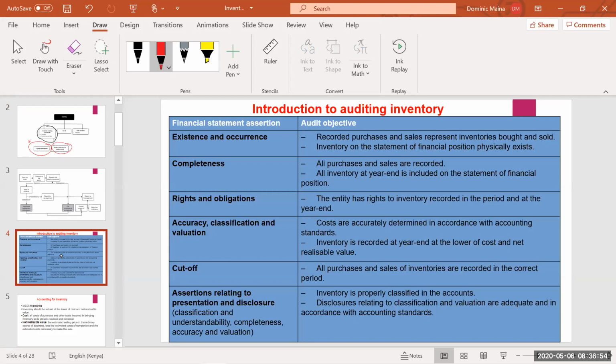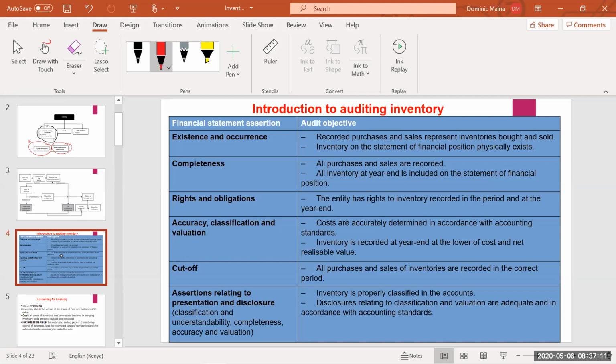Towards classification, of course, it is about trying to ensure that we classify the inventory in their correct classes. For example, if the company is involved in manufacturing, they'll be having the raw material, the work in progress, and the finished goods. That applies to the classification side of it.